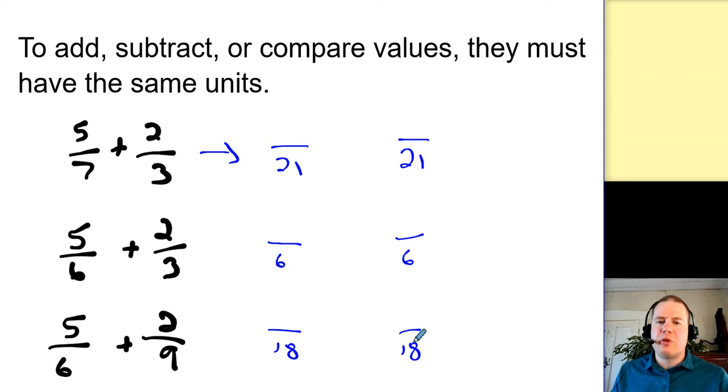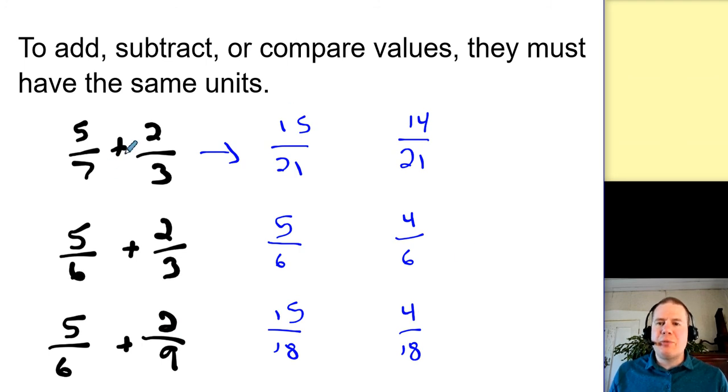For both values, for both terms. 7 times 3, 5 times 3. 3 times 7, 2 times 7. 6 is staying 6, so 5 stays 5. 3 times 2 is 6, so 2 times 2 is 4. 6 times 3 is 18, 5 times 3 is 15. 9 times 2 is 18, 2 times 2 is 4.